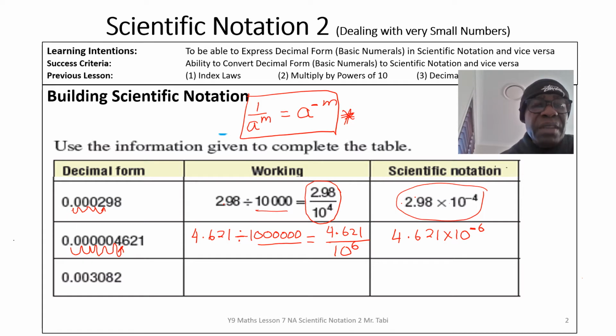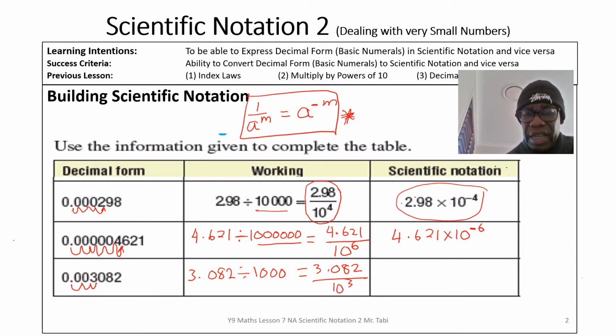Right, final one. 1, 2, 3. Have to move the point 3 places so that it's between the 3 and the 0. So I'll write this as 3.082 divided by 1,000. 1 with 3 zeros, because I have to move 1, 2, 3, which is the same as 3.082 all over 10 to the power of 3.